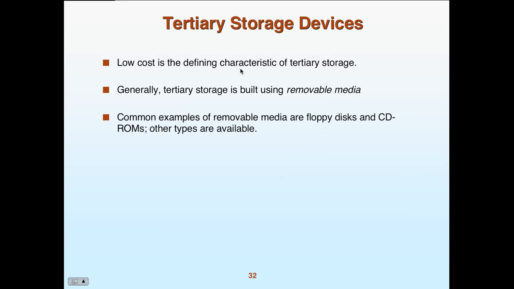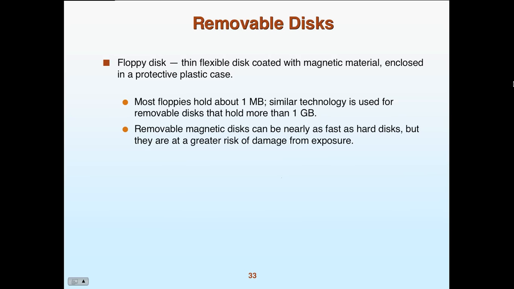Low cost is a defining characteristic. Generally, it's built by using what's called removable media. Floppy drives, CD-ROMs are common examples. DVDs all fall into the same category. Tertiary storage media, removable disks. So these could be hard drives as well. You can actually update this. Take the words floppy drive out, replace it with thumb drive or USB drive.